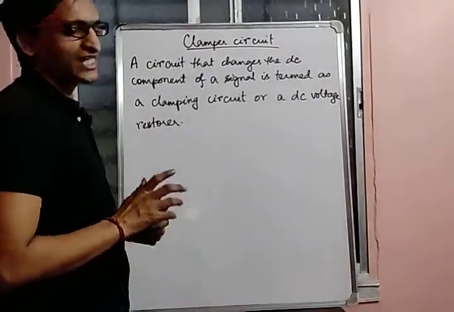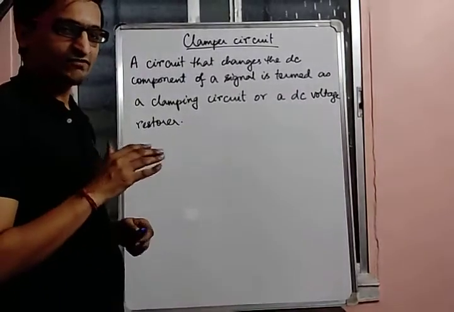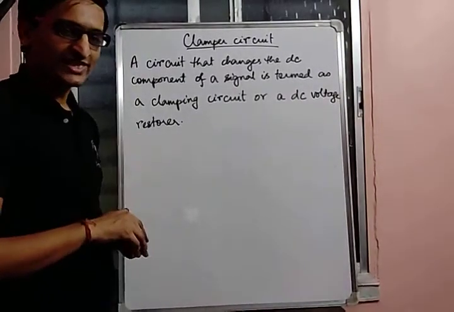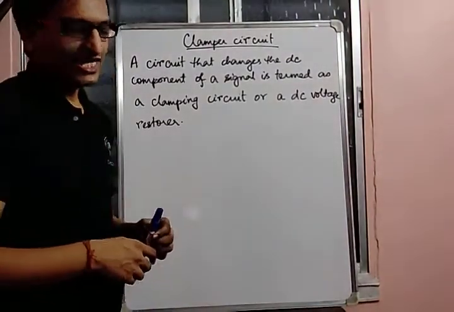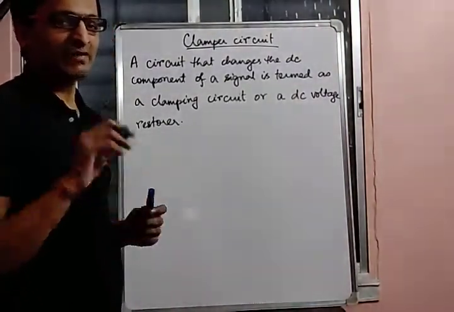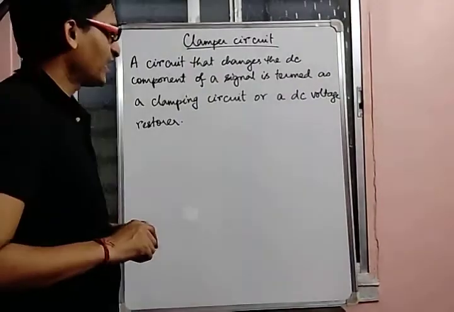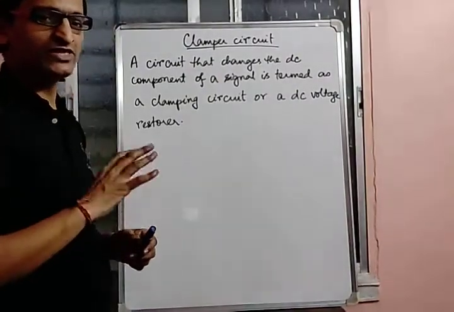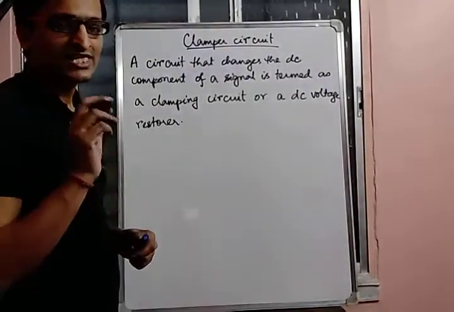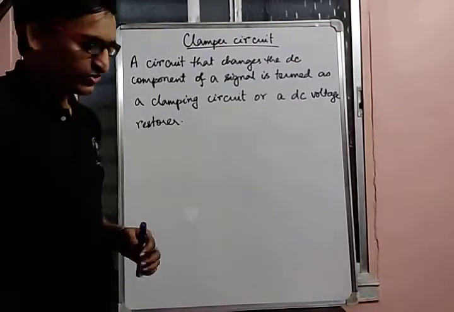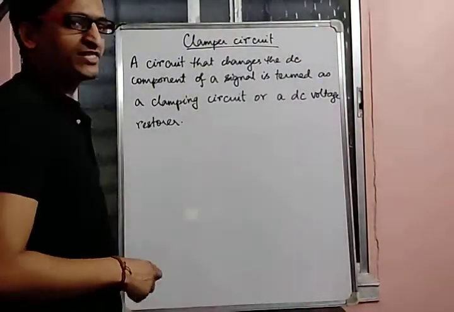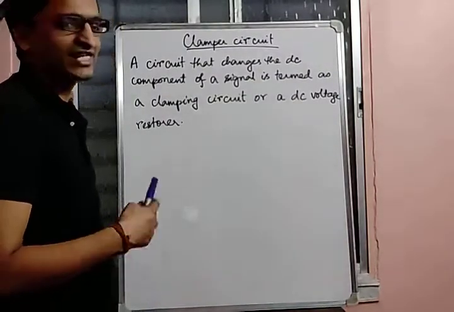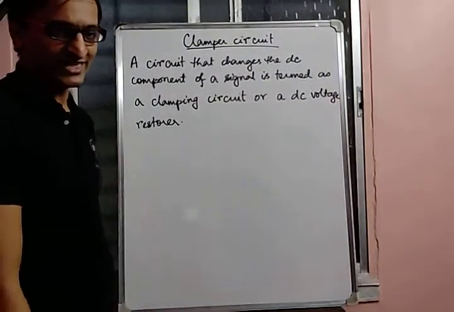Just like a clipper circuit, it also consists of a diode and a resistance and a DC voltage if required. Apart from that, in the case of a clamper circuit, a capacitor is also required. Apart from the components used in a clipper circuit, a capacitor is also required. A clamper circuit can be of two types. The first is the positive clamper circuit, and the other is the negative clamper circuit.